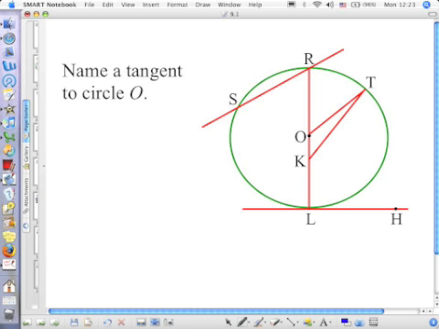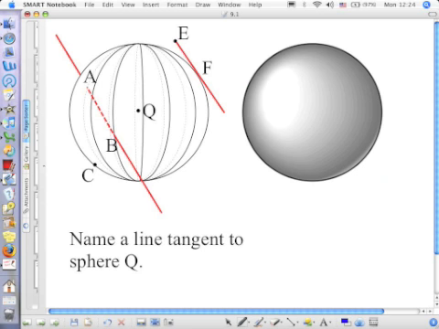Name a tangent to circle O. T. No. Tangent is touches at 1 point. LH. Now you could either call it line LH, segment LH, or ray LH. Okay, because all three of those are tangents. But it's the entire segment. You need 2 points to name a tangent because it's a line, a segment, or a ray. Now what do we call point L? The point of tangency. That's the point where the tangent line hits the circle, which makes a whole lot of sense why it would be called a point of tangency.